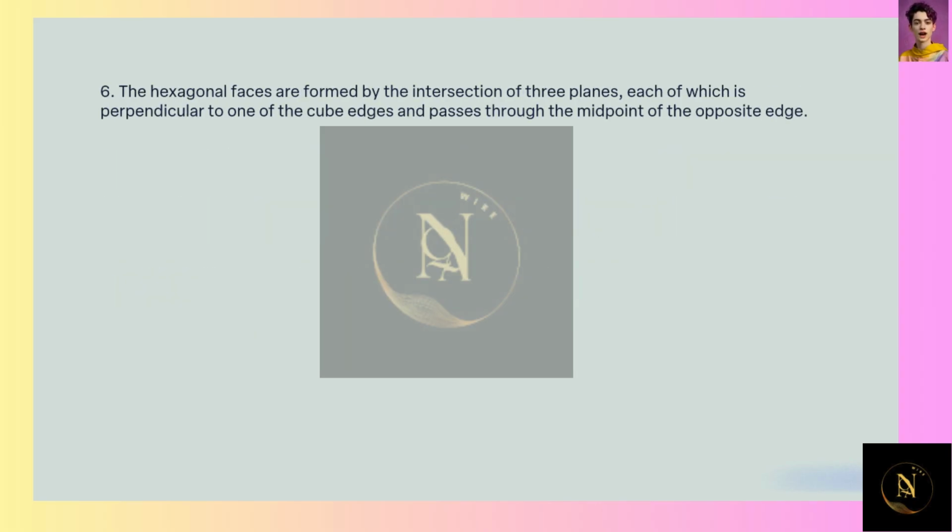6. The hexagonal faces are formed by the intersection of 3 planes, each of which is perpendicular to one of the cube edges and passes through the midpoint of the opposite edge. 7. Since the cube is symmetric, all of the hexagonal faces will have the same shape.